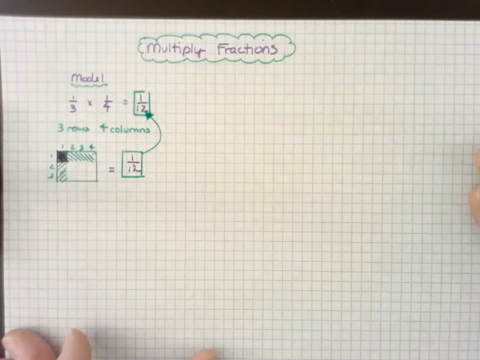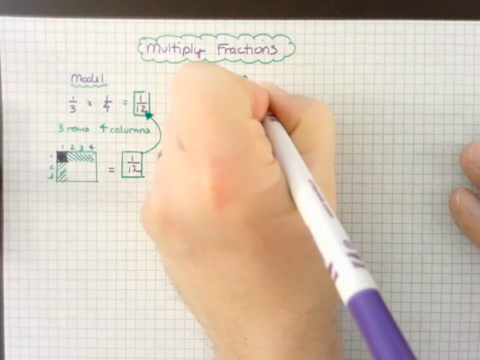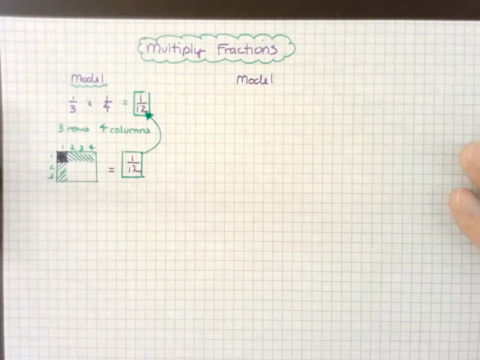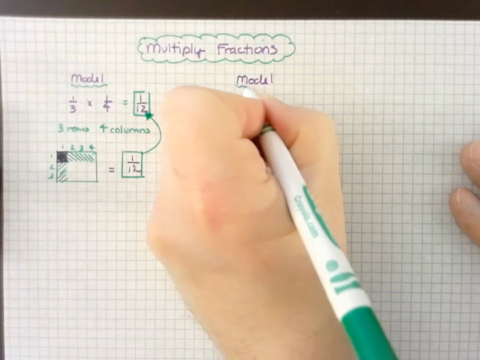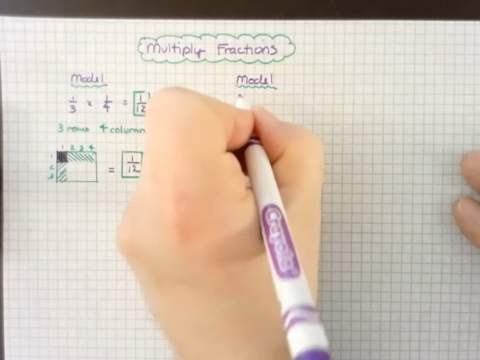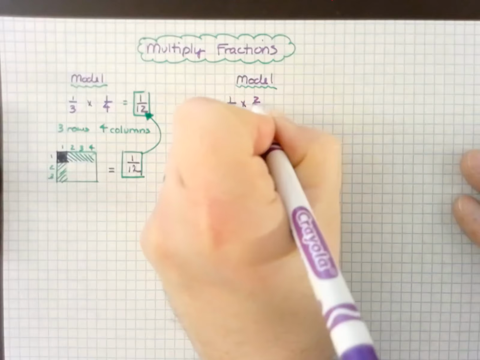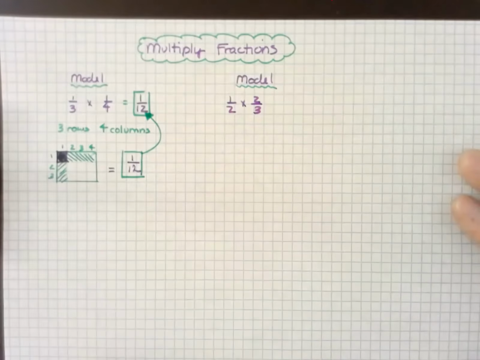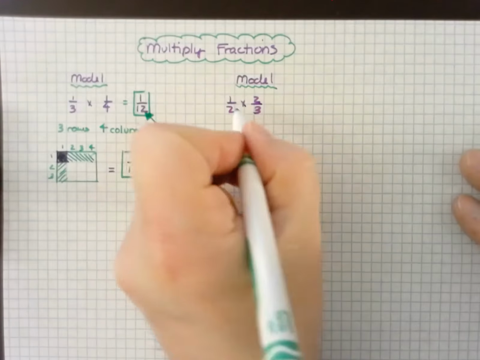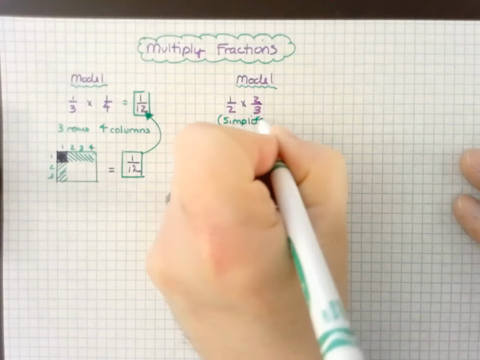So of course I'd like to try one more with you, in which we get a little bit more complex. Let's take a look at 1/2 times 2/3. Well, sometimes you can simplify first to make it easier for yourself.